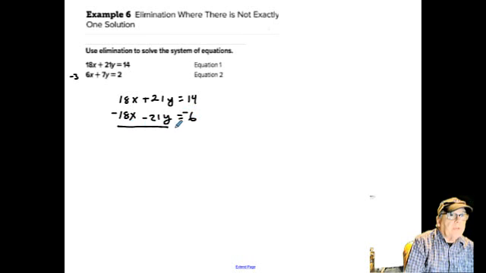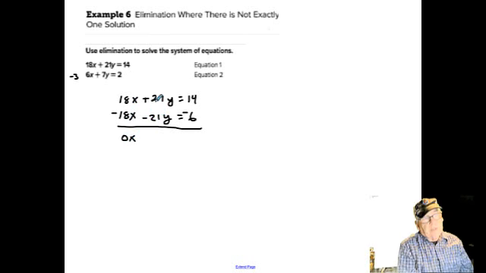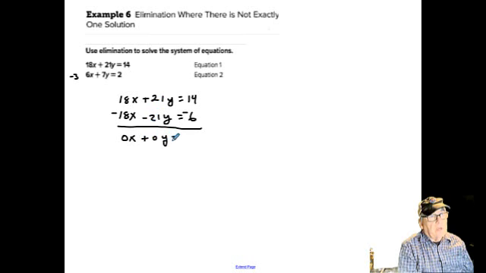So now when I add these together, my x's cancel. That was the plan. But also notice here, the y's end up opposite. They're going to cancel out also. And 14 with a negative 6 is going to give me a positive 8. So 0x, 0y, the same thing as a 0, equals 8, which can never be true. Therefore, there's no solution.